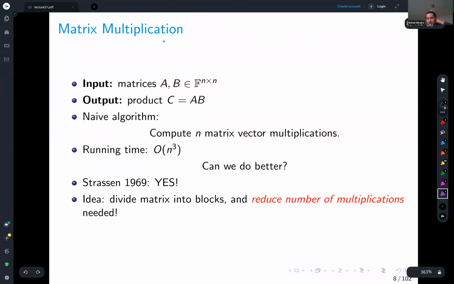And the answer, which was very surprising, came in 1969: yes, we can actually do better than n cubed. And this is due to Strassen. The idea here is that we divide the matrix into blocks and we reduce the number of multiplications needed. The idea is that addition is very cheap, and multiplication is expensive.